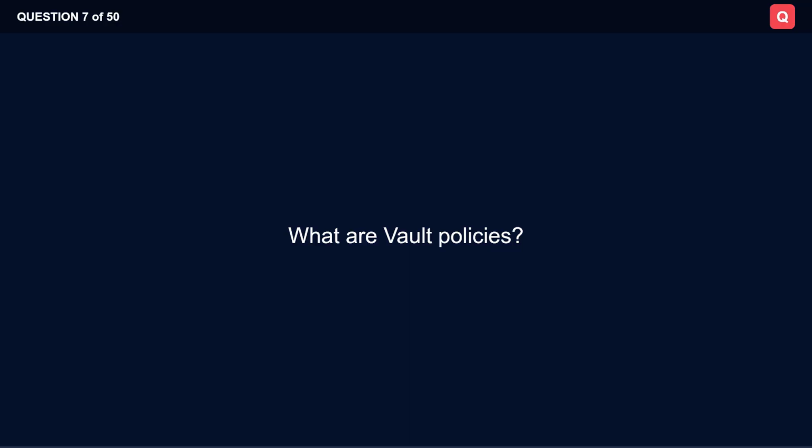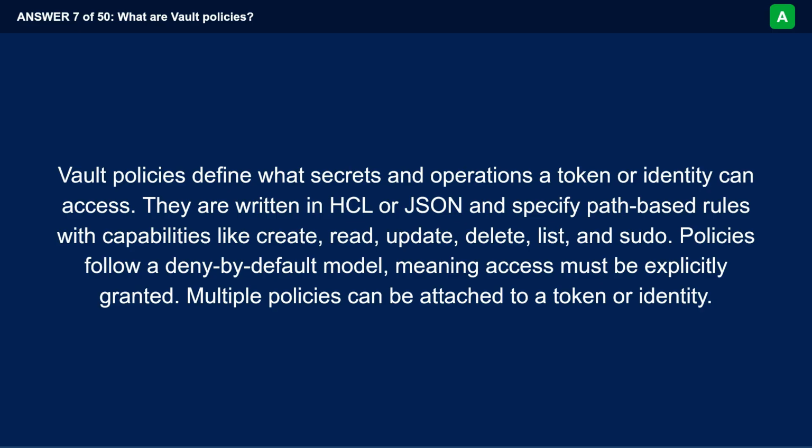What are Vault policies? Vault policies define what secrets and operations a token or identity can access. They are written in HCL or JSON and specify path-based rules with capabilities like create, read, update, delete, list, and sudo. Policies follow a deny-by-default model, meaning access must be explicitly granted. Multiple policies can be attached to a token or identity.